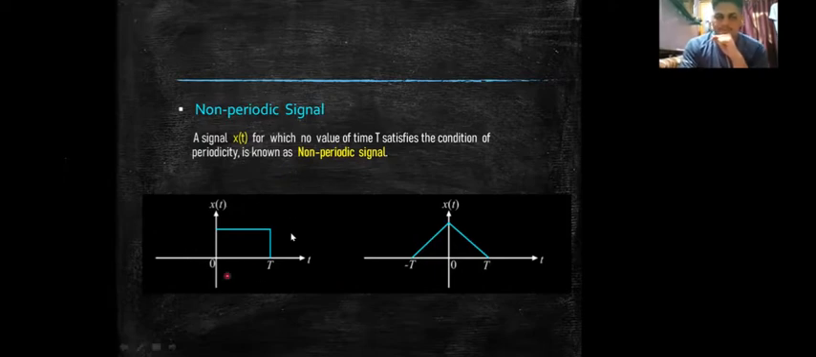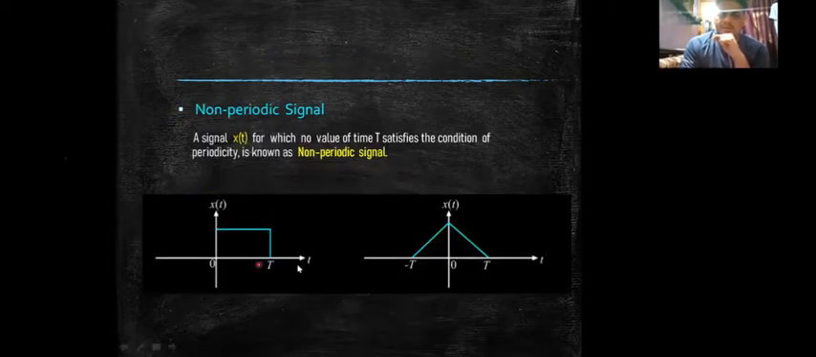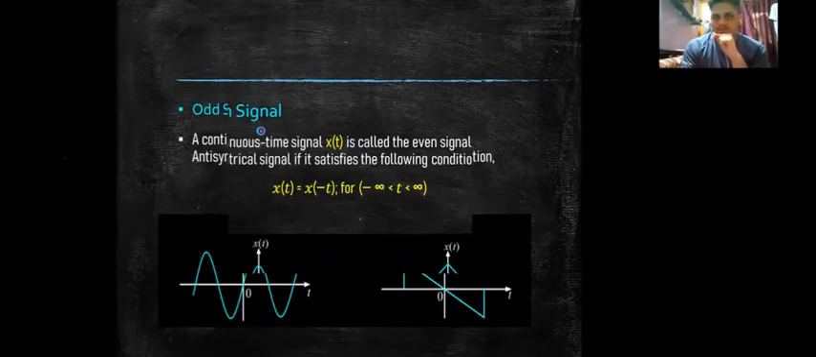Also, if we take a look at this formula, x of t plus capital T, since there is no repetition, we can't define a period, where capital T represents a period. So here there is no period, so it's a non-periodic signal. Similarly, in the second case, there is once again no repetition, and hence we can't say it's a periodic signal. I hope that you have understood what periodic and non-periodic signals are.